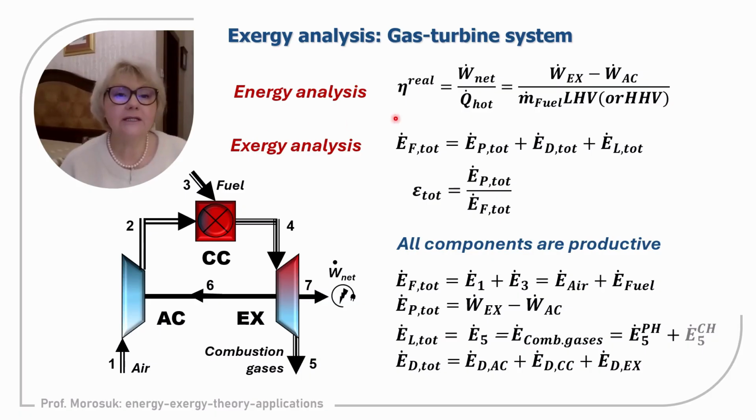According to energy analysis, energy efficiency is the positive effect over the supplied energy in order to achieve this effect. Therefore, the positive effect is W net of the system, which is the work of the expander minus the work of the air compressor. So this is our positive effect.